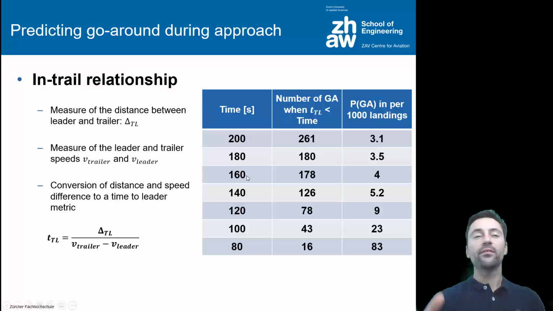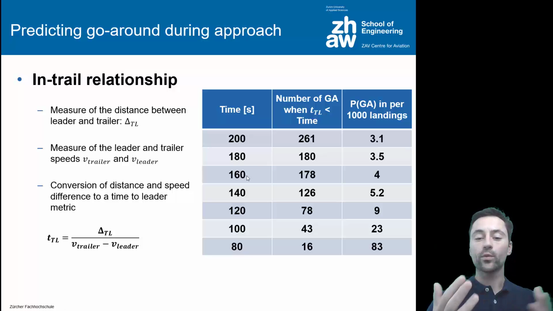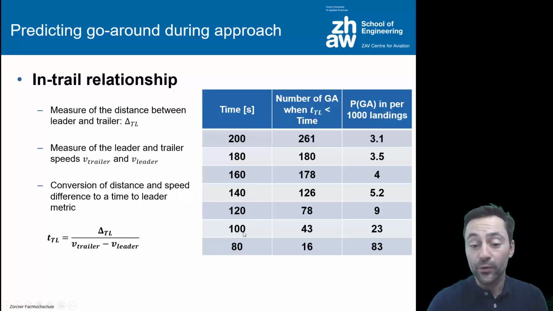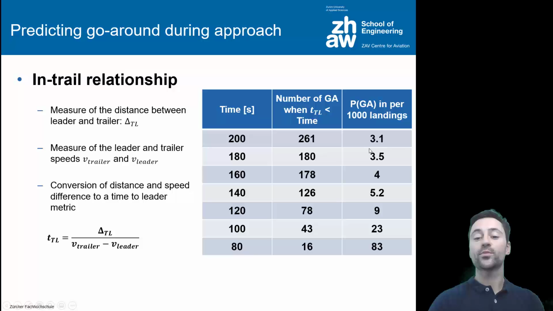If I look at one approach, I can look at what was the minimum time to the leader. And we can see that the smaller this minimum time is, the higher the probability of a go-around is. So this seems to be rather a good predictor.